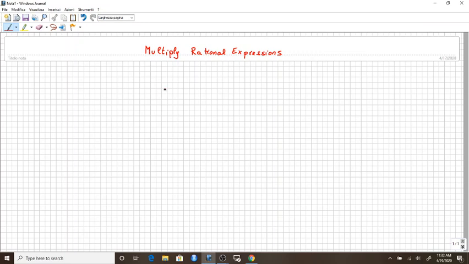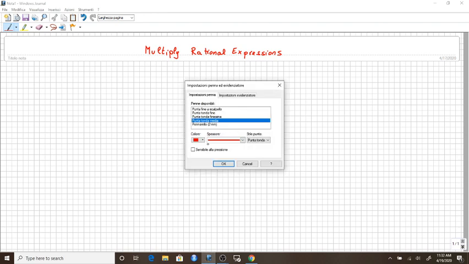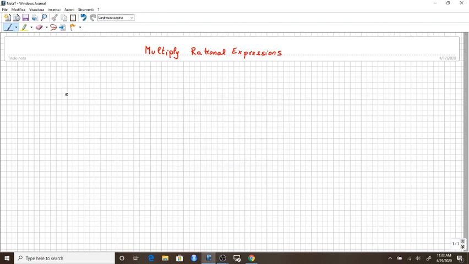I just want to remind you that when you multiply expressions in terms of a fraction, you need to multiply the two numerators and you need to multiply the two denominators. So I'm going to show you some examples. You should try this example by yourself first, and then as always check with me. Okay, so here is example number 1.